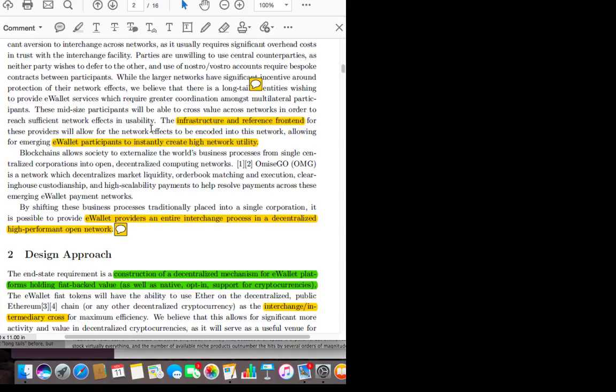So it just talks about exactly that, that these mid-sized participants, which I just mentioned what that is, really, will be able to cross-value across networks in order to reach sufficient network effects and usability. And if you guys know about blockchain technologies and any businesses, you know that network effects are extremely critical, because network effects basically are correlated with liquidity. So unless you have a large network of users within maybe a payment processor or some type of service to change value, the illiquidity in that market causes a lot of problems.